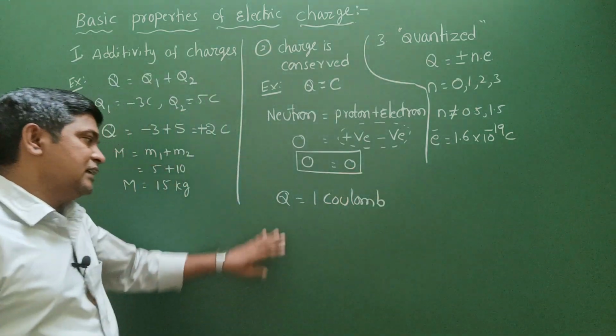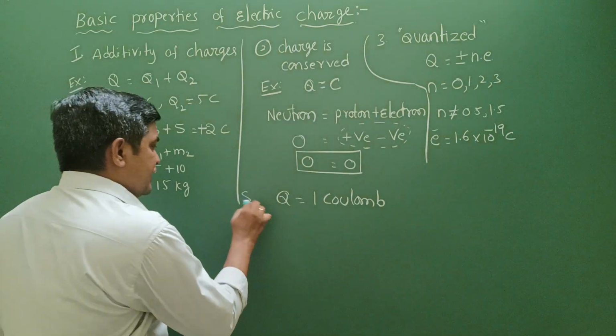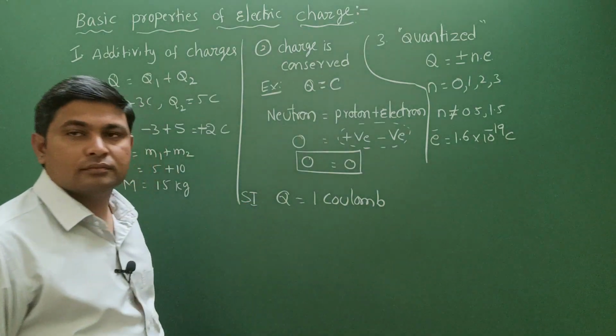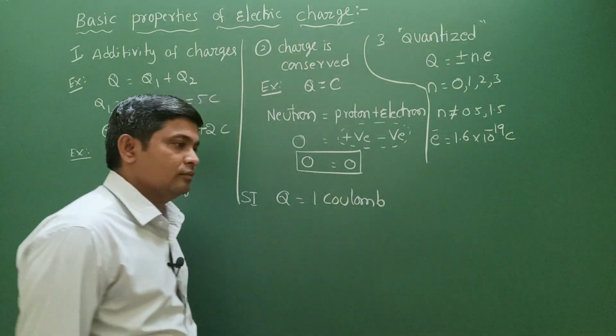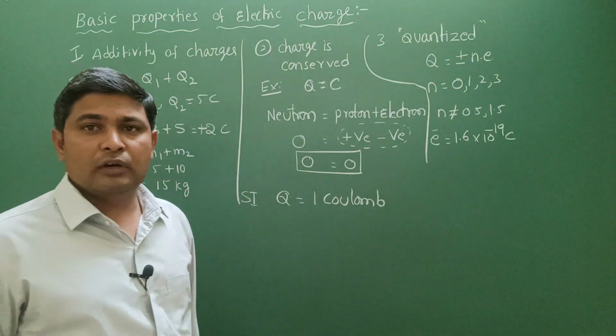So what is the SI unit of charge? SI unit of charge is coulomb. SI unit of charge is coulomb. So what is the meaning of 1 coulomb? What is the meaning of 1 coulomb?